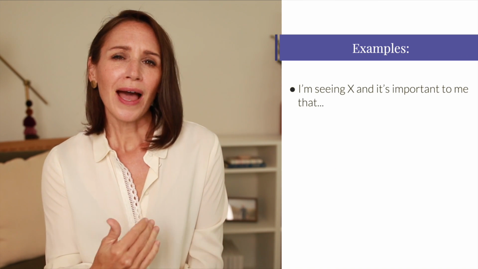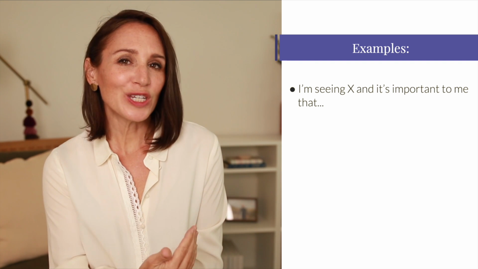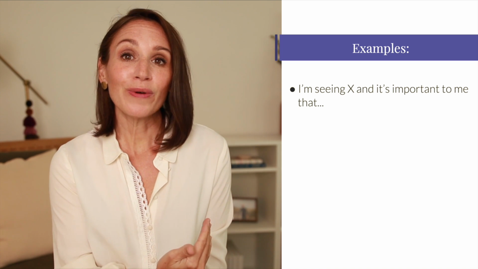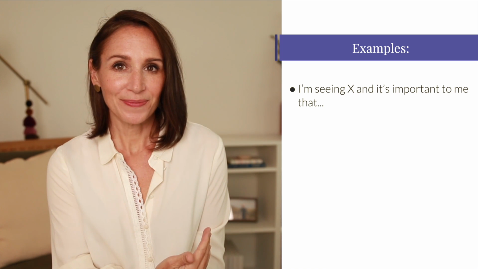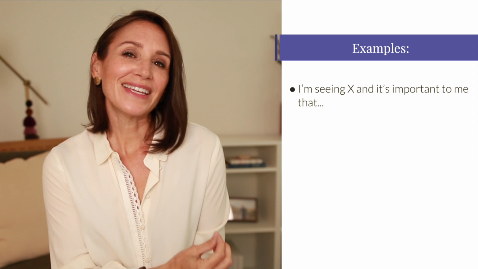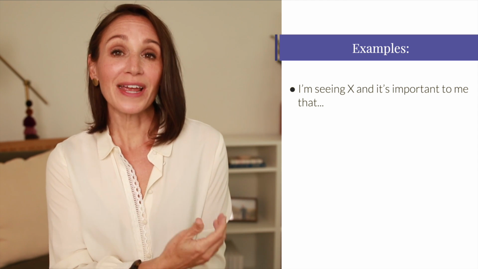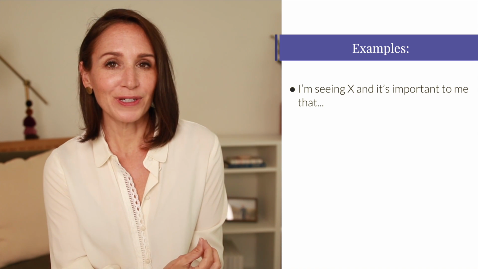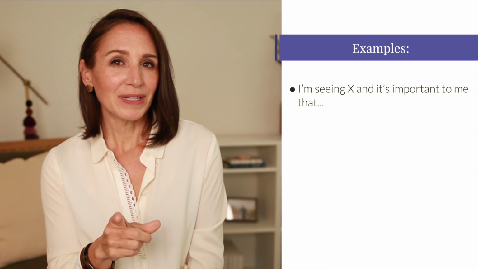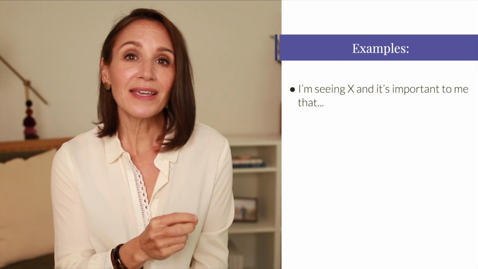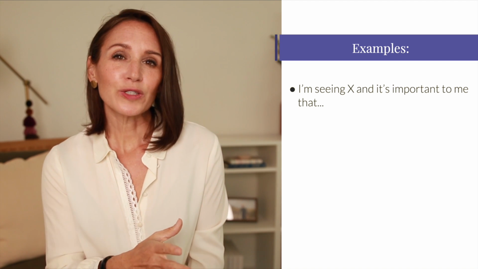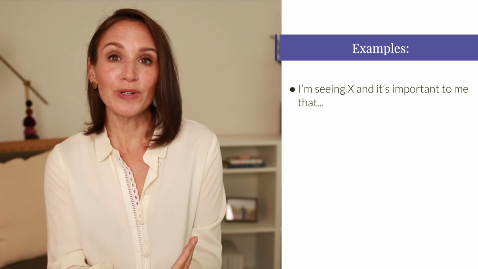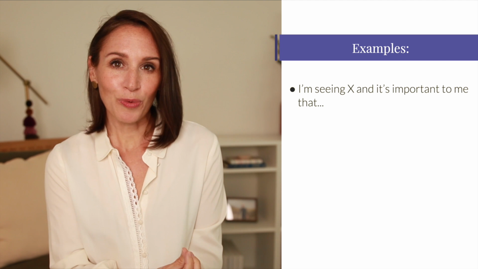For example, I'm seeing that I'm continuing to get requests for last-minute tasks, even though I've requested advance notice. It's important to me that I get those requests in advance so that I can help as needed and still get my existing priorities accomplished. With that example statement, using the language "I'm seeing X" indicates what I'm noticing or what my observations are. And then I further communicate my boundary and why it's important.